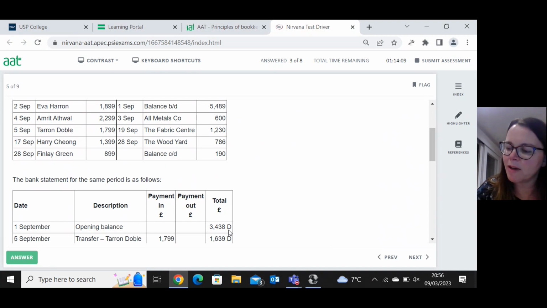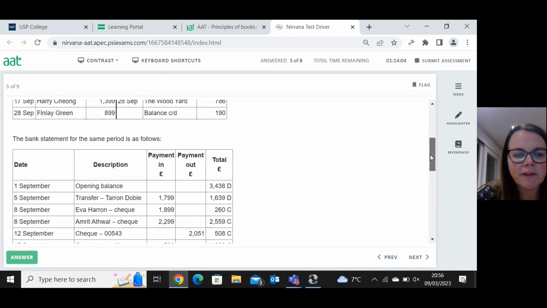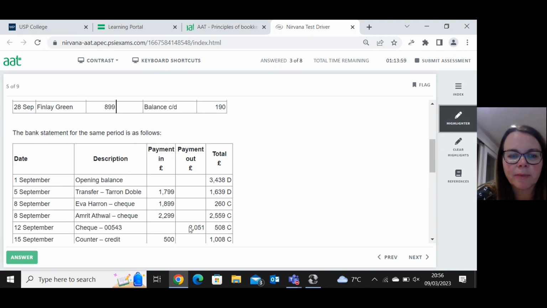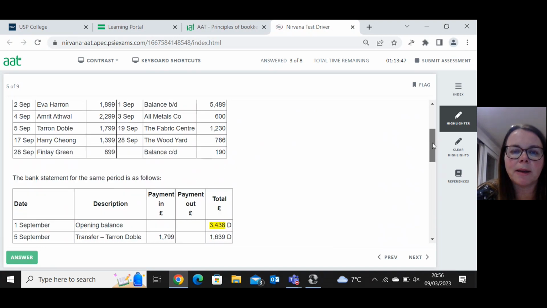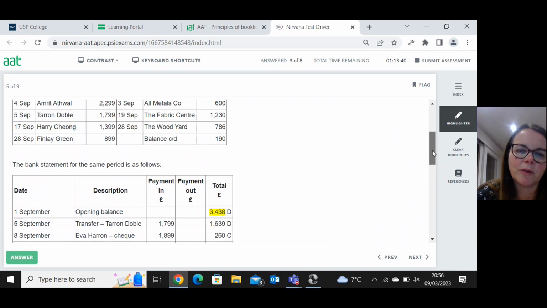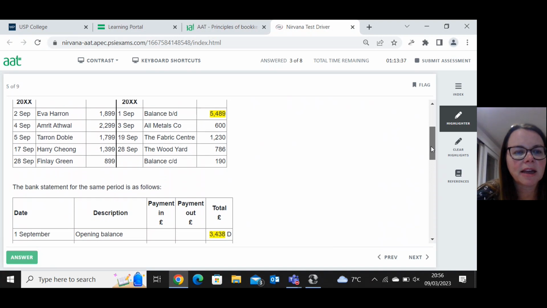So I can take one number away from the other, which gives me 2051. So I'm looking for that 2051. There it is. So that must have cleared. So if you think about it, 3438 on the bank statement minus another 2051 gives us this balance that we have in our cash book. So I can highlight all 3 of those because they're now reconciled. We then check line by line for the others.